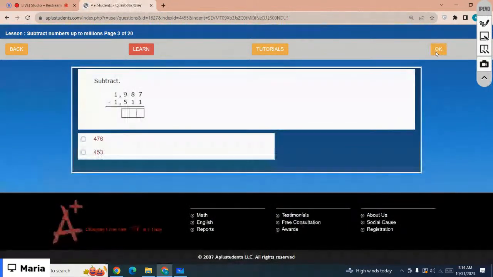One is 1987 minus 1511. So, which is the correct option? The correct option is option number 1. That is 476. Very good.